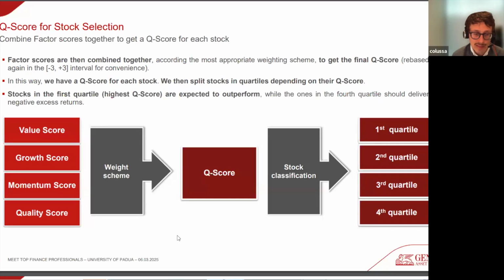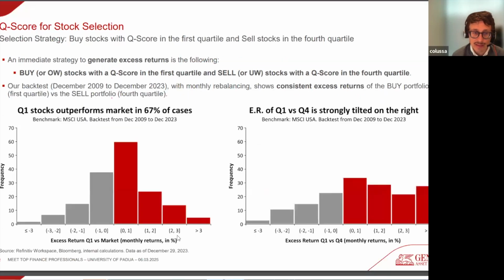We did this exercise over the last 15 years. And you can see Q1 stocks tend to outperform the market in 2 cases out of 3, which is quite a big tilt compared to the 50% coin flip, let's say.